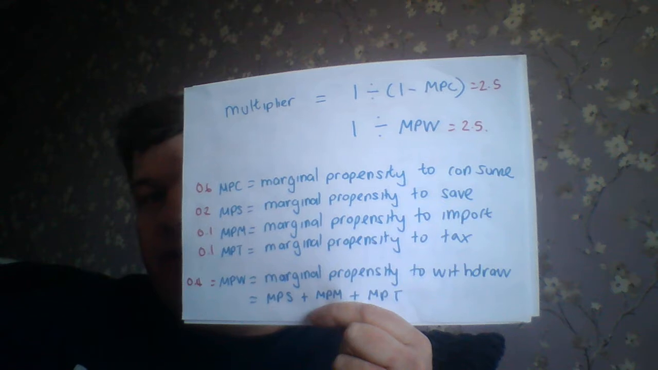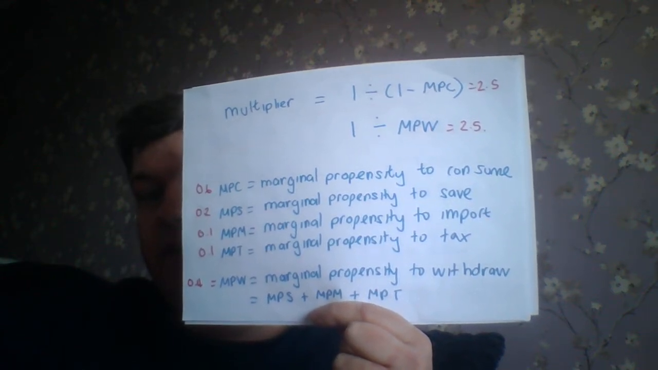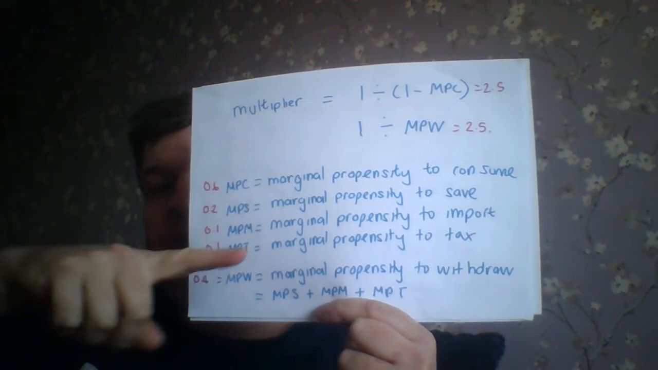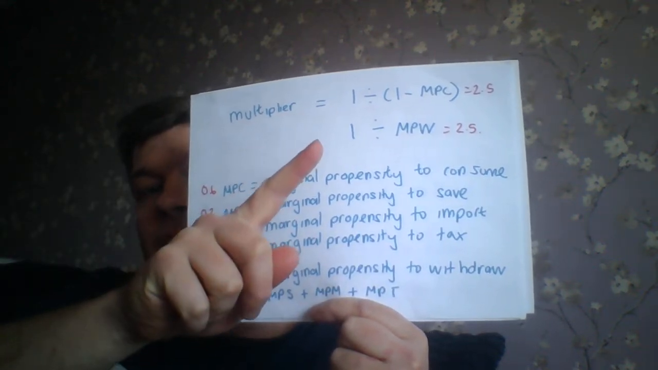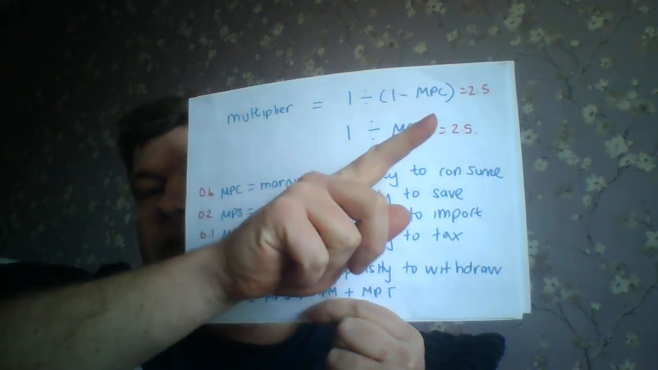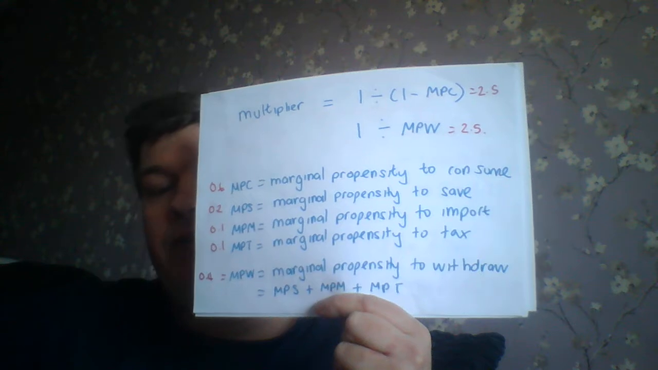Right, so we've got two formulas that we need to be looking at to understand the multiplier effect. Don't worry about these numbers in red yet, we'll come back to these. So one formula, 1 divided by 1 minus the MPC. The other one, 1 divided by the MPW.